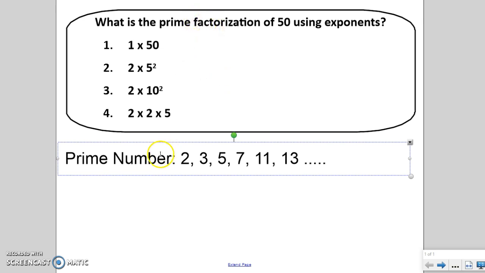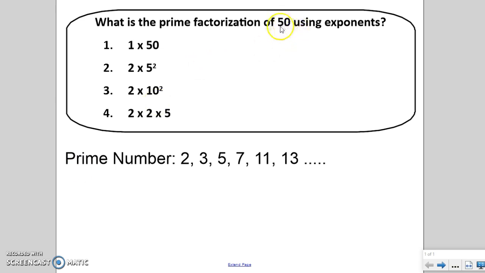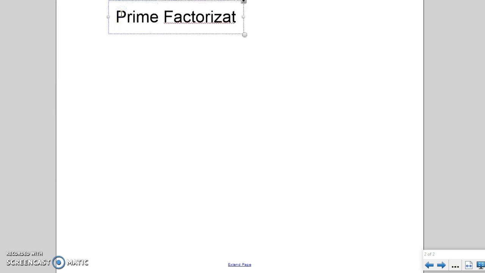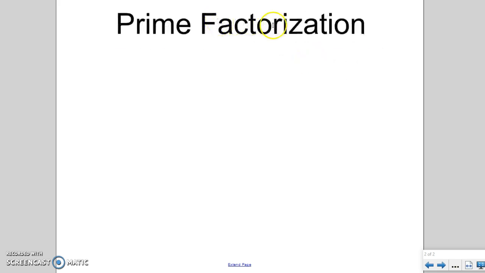We know that the word factor means numbers that multiply together to make the product. In this case, our product was 50. And then, of course, we know what exponents are. That's little e, which I'll talk about how that fits into the problem later. So let's talk about prime factorization. I'm going to do some examples for you. Prime factorization is basically giving the factors of a number only using prime numbers.